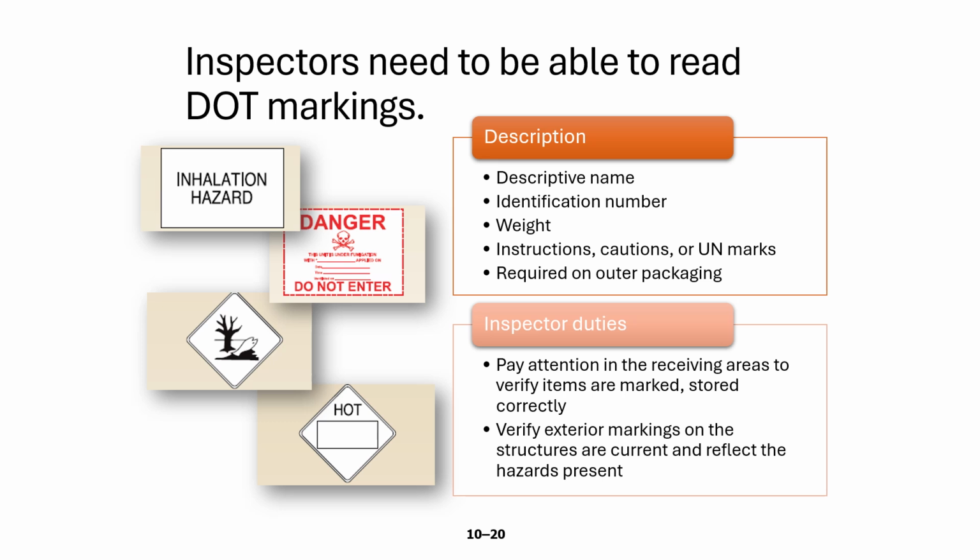On pages 406 to 411, there are a lot of illustrations that compare and contrast DOT placarding, labels, and markings. Please spend some time going over that, understanding the differences of the placards and of the identifications, so that you can at least understand better how markings are required.